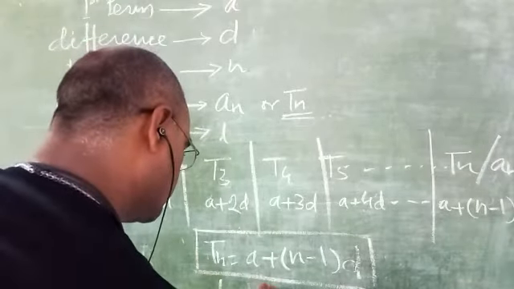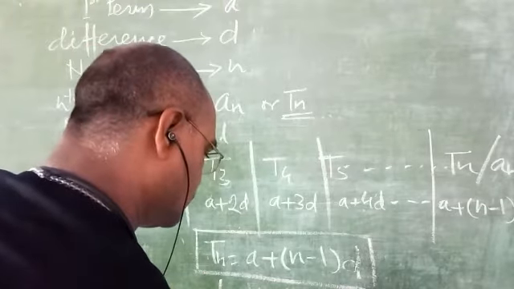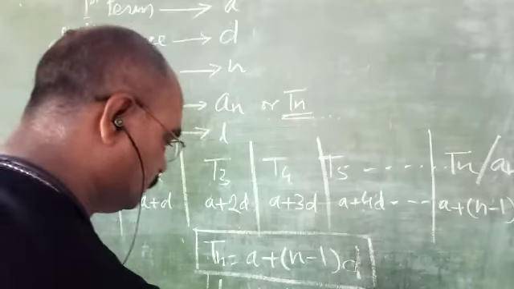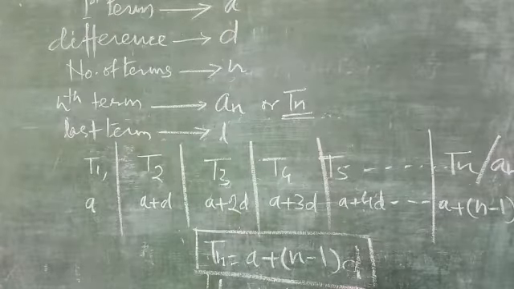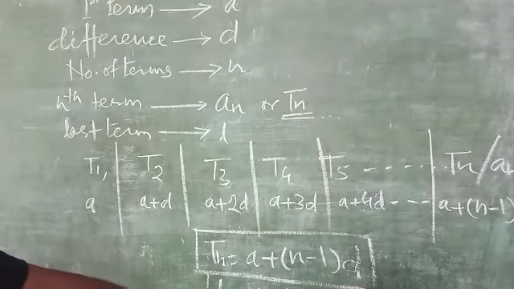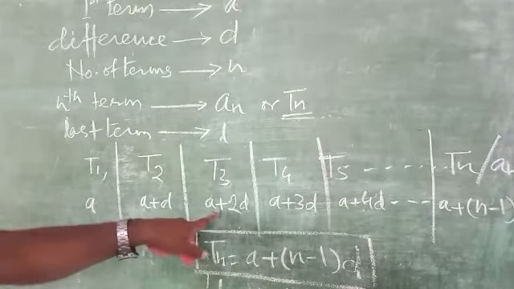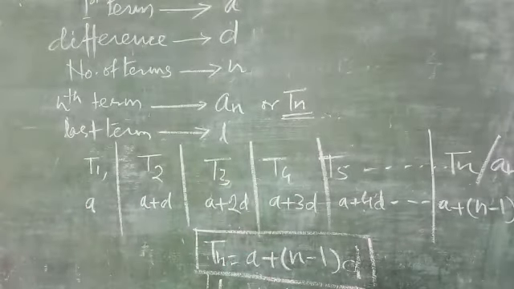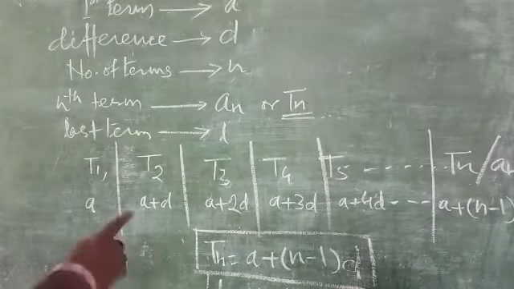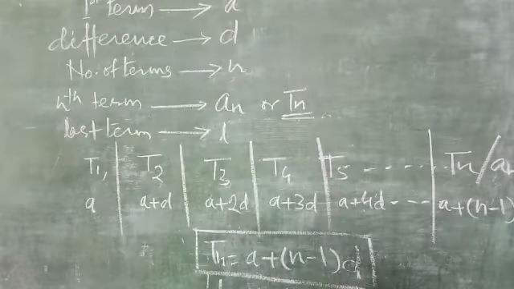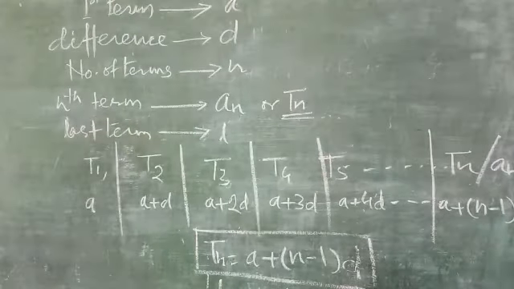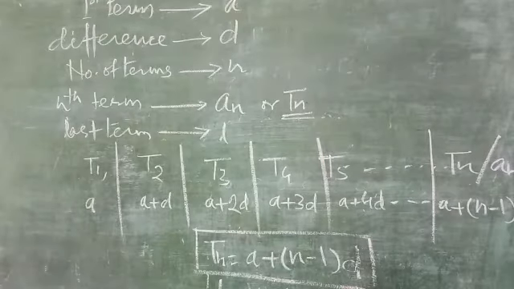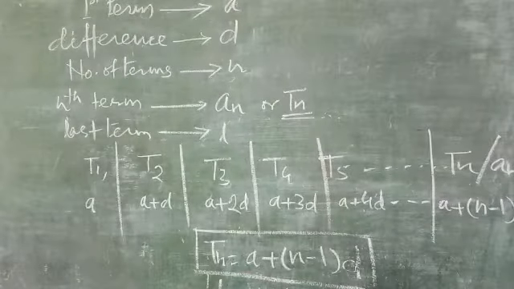L equal to a plus n minus 1 d. These are the formulas to calculate a particular term of an AP. But this is from the beginning, because this is the first term, second term, third term, and so on. If we are going to calculate the nth term from the last, of course the difference will have the opposite sign. If the progression is positive progression, d must be negative. If the progression is negative progression, d must be negative. Because we are going to calculate the nth term from the last, here d must be negative.